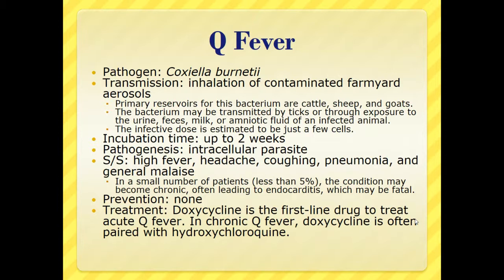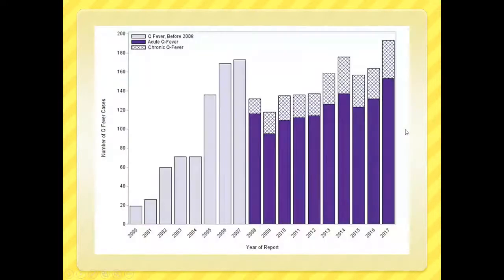Q fever, and the Q stands for query or questionable, because for a long time they had no idea what caused this. Now we know it's Coxiella burnetii, and this is almost exclusively seen in individuals who work on farms. They are exposed to the animals, or to the ticks that are feeding on these animals, or the bodily fluids, the urine or amniotic fluid of the animal. High fever, headache, coughing, pneumonia, malaise. Doxycycline, or doxycycline with hydroxychloroquine, will treat Q fever.